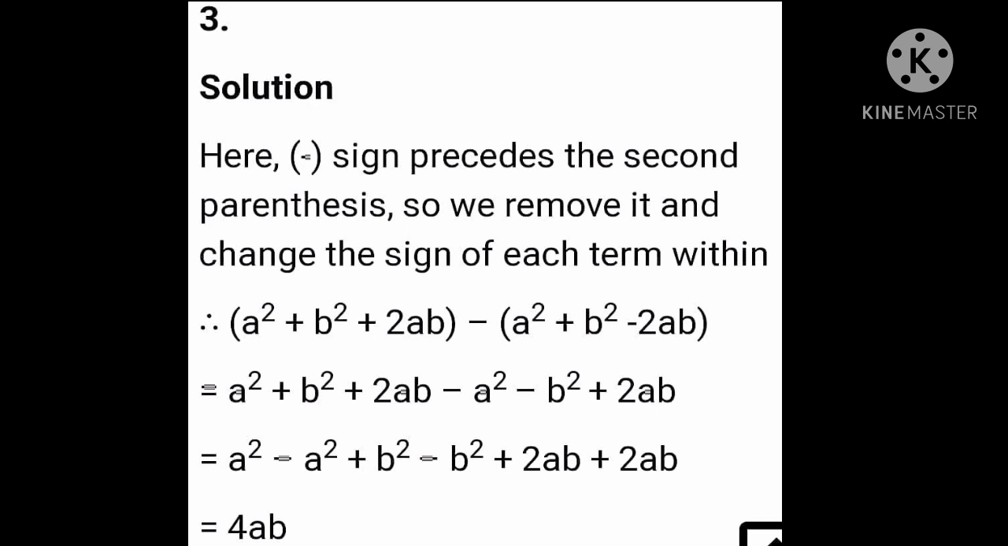Now let's keep the similar terms side by side. So a square minus a square plus b square minus b square plus 2ab plus 2ab. So a square minus a square is 0. Again b square minus b square is 0. And 2ab plus 2ab is 4ab, which is our answer.